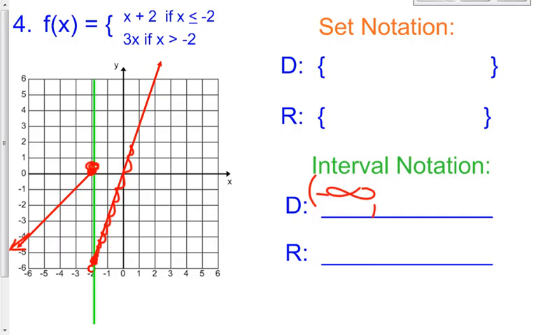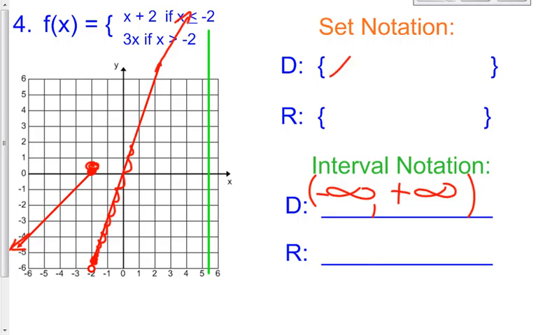So what does that tell you? Your green line continues to go on, and this red arrow means it continues to go up and to the right forever and ever. It's never going to stop, which means it goes to positive infinity. So this one goes from negative infinity, and it doesn't stop. It goes all the way to positive infinity. There's nothing that x cannot be on this one. Negative infinity to positive infinity.